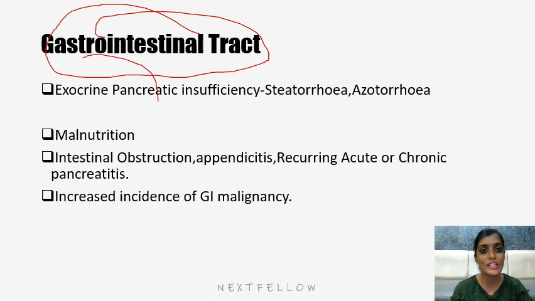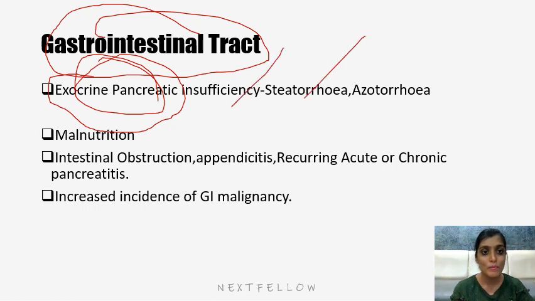Coming to the gastrointestinal tract, the important organ which is affected is the pancreas. Initially, it will present with exocrine pancreatic insufficiency. It will cause steatorrhea and azotorrhea. Because of pancreatic insufficiency, there will be malabsorption of fat soluble vitamins and fat. Ultimately, it will lead to malnutrition.